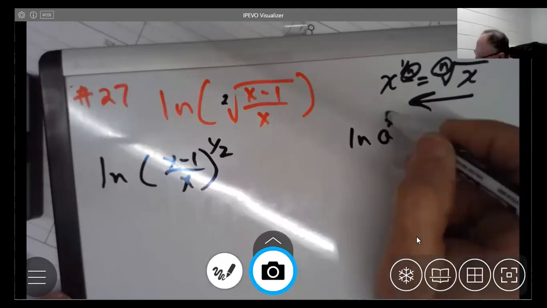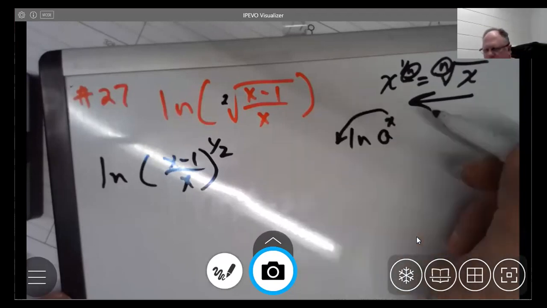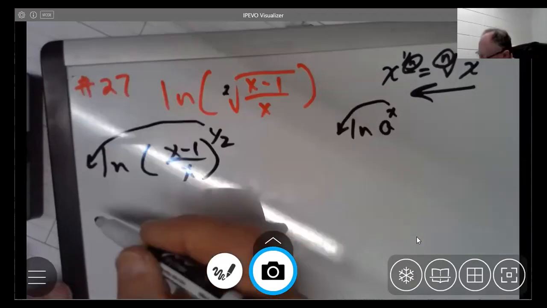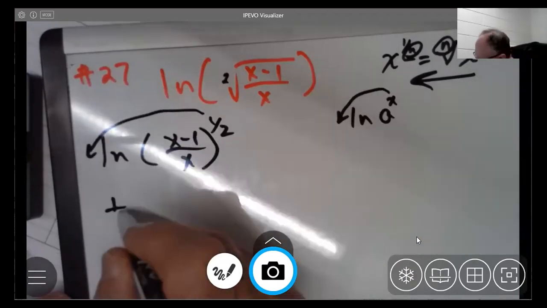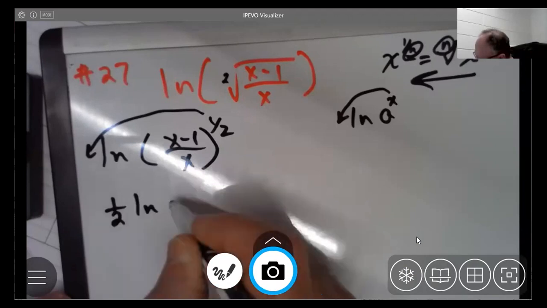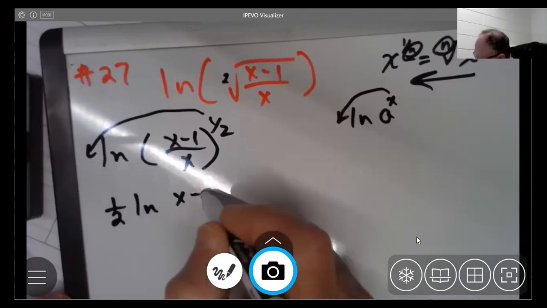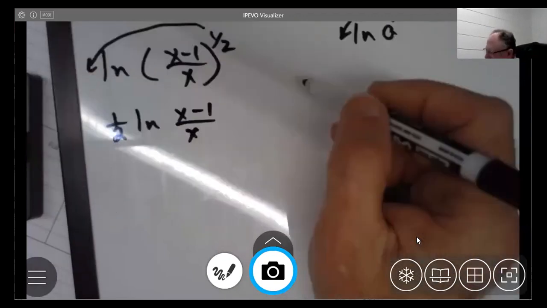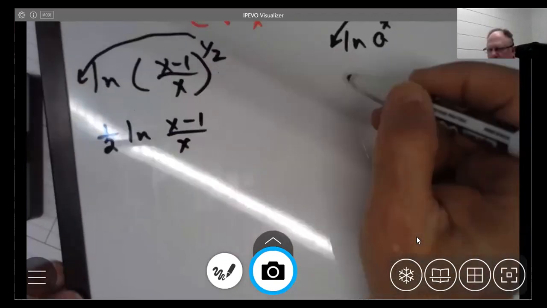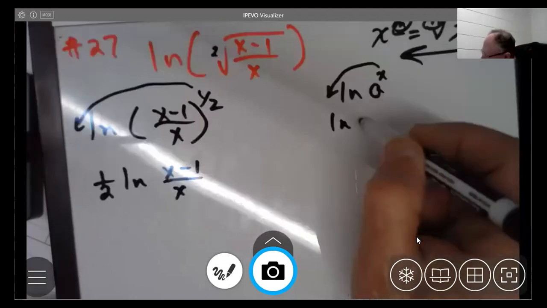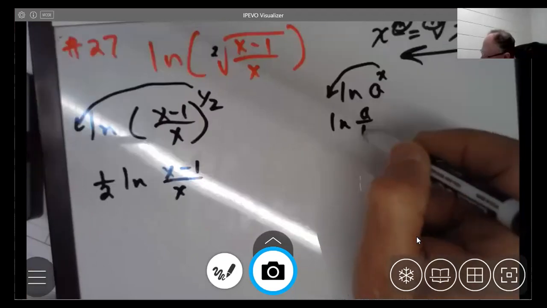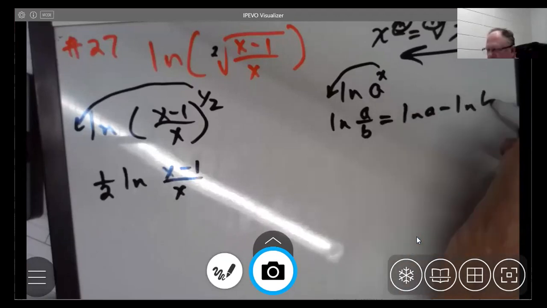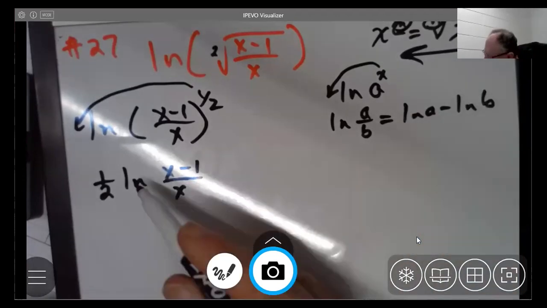When we have an exponent, we can move that exponent down. So that's what we're going to do with this 1/2. So this will be 1/2 natural log of x minus 1 over x. Okay, so from here, we're going to apply the property of logarithms where natural log of a over b is natural log a minus natural log b. So that's what we're going to do here.